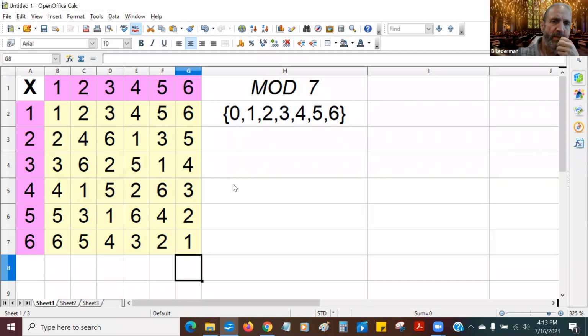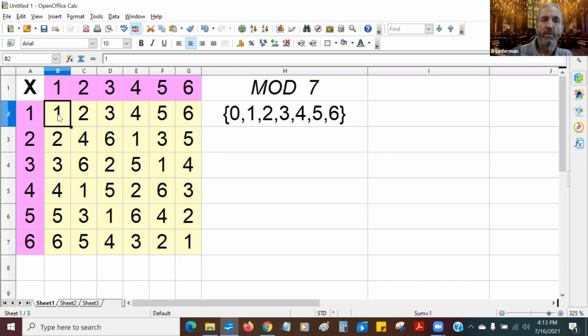What was the other thing? The other thing is inverses. Well, you could see that there's inverses here because one has an inverse, right? Because 1 times 1. 2 has an inverse. In other words, what I'm doing here is I'm looking for all the ones in the yellow field. 2 has an inverse because there's a 1 there, so 2 times 4 is 1.